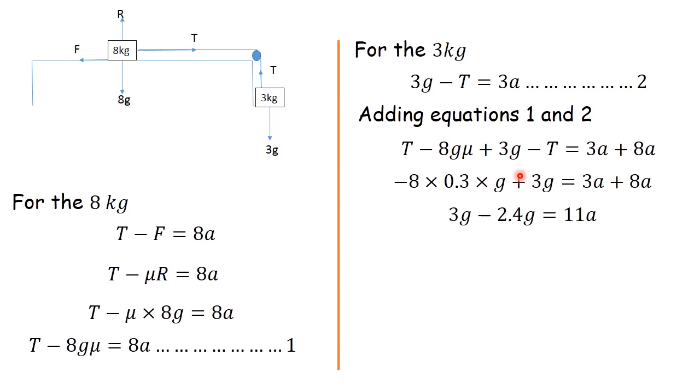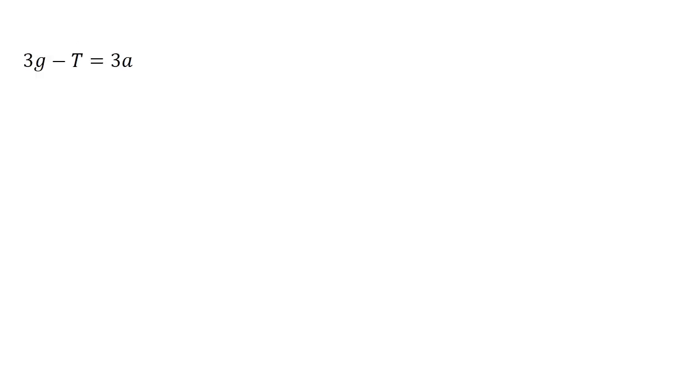So we say 3g minus 2.4g is equal to 11a. That gives us 0.6g equals 11a. Then we divide by 11, and that will be 0.6 over 11 g, which gives us 3 over 55 g, in meters per second squared. So that will be the acceleration.